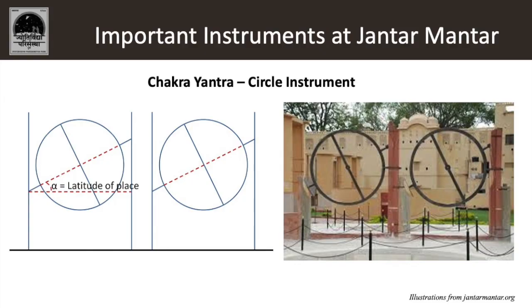And then we have Chakra yantra, which we saw earlier. So this is the actual image from Jantar Mantar, the Chakra yantra. So you can see there are two holes, and there is a center, a beam which is there, and from that beam you have to look at the sun, and that will give you the latitude of the place, that will give you the longitude of the sun, the zenith distance, as well as the agra.